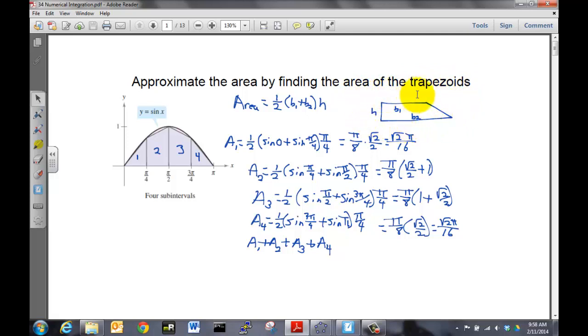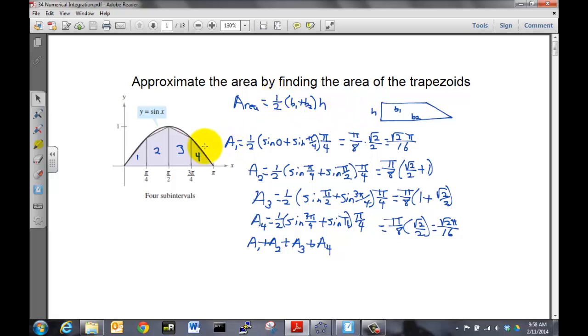A trapezoid looks like this top figure right here. We have a height, which is from one base to the other, and two parallel sides, the top one being b1 and the bottom one being b2. And the formula for finding the area of a trapezoid is you add the two bases together, you multiply it by the height, and divide it by 2.